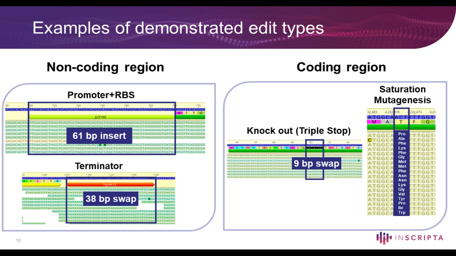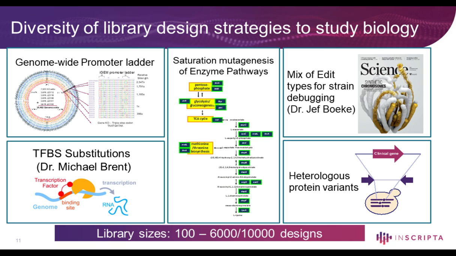You can also modify protein function by accessing coding regions, either by knocking out protein function by truncating proteins, by insertion of stop codons, or by modifying protein function by scanning either selected sites or across the entire protein through saturation mutagenesis. So now, given all the diverse edit types that you can achieve on this platform, how can you think about library design strategies?